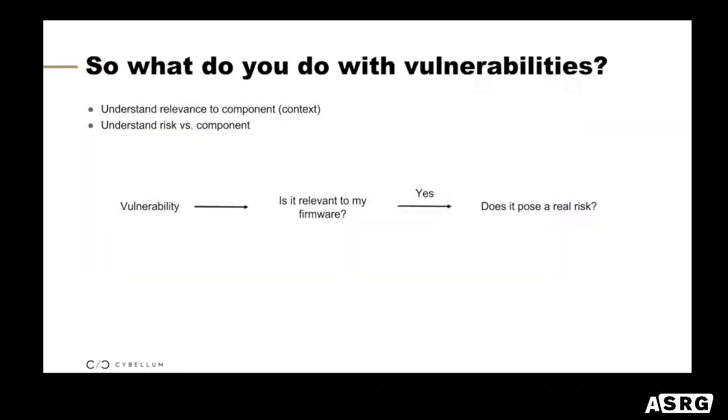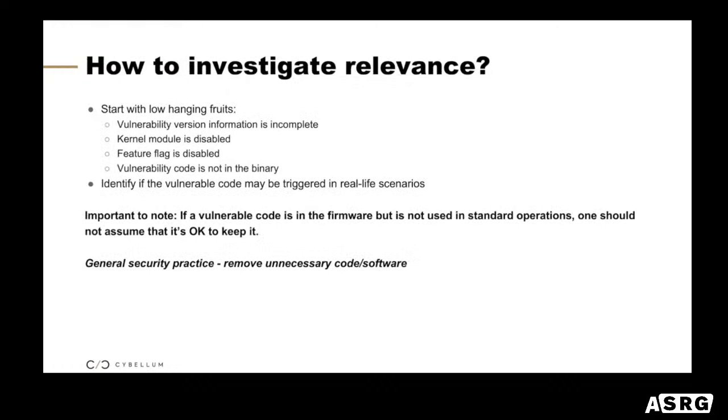So vulnerability triaging, as I mentioned in the beginning of the session, you have to investigate relevance. This is the most key part of the analysis, to understand whether vulnerabilities are relevant to the component and whether they pose any risk. So that's the most important question. Is it relevant to my firmware? And if it is, does it pose a real risk to my firmware or to the component or the rest of the vehicle for that matter?